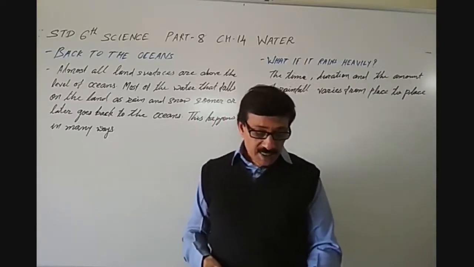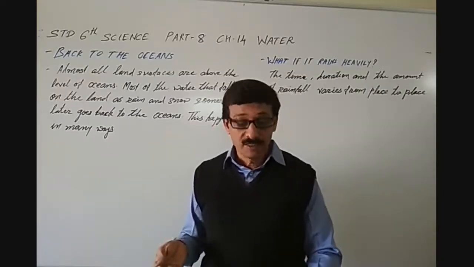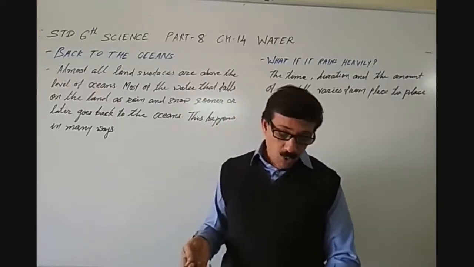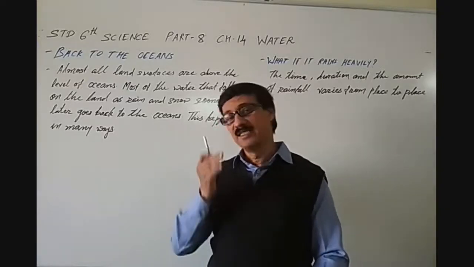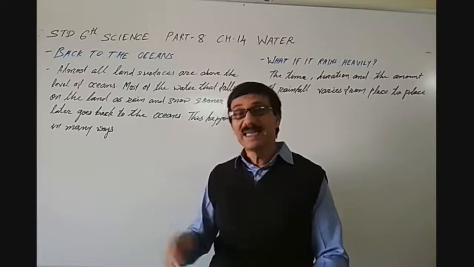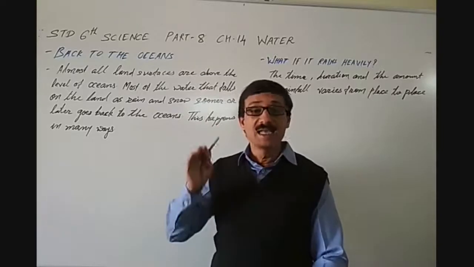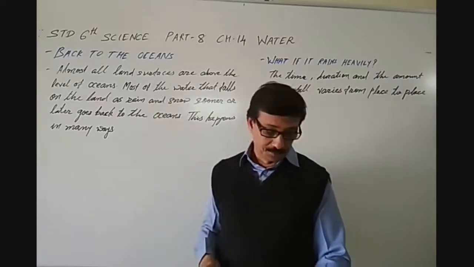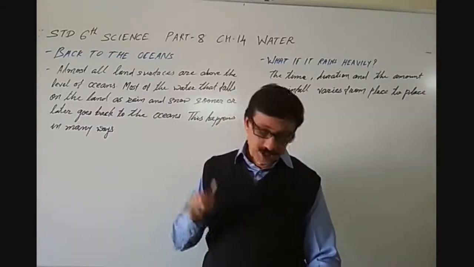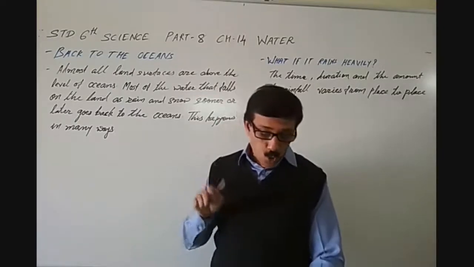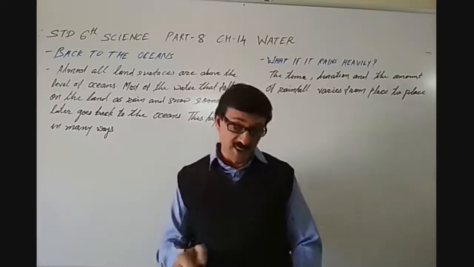What happens to the water that rain and snow bring to different regions of earth? Almost all the land surfaces are above the level of oceans. Last time also we discussed that, and that is a very important factor. That is why again and again I am repeating that almost all land surfaces are above the level of oceans. Most of the water that falls on the land as rain and snow sooner or later goes back to the oceans. This happens in many ways. So let's try to understand that.